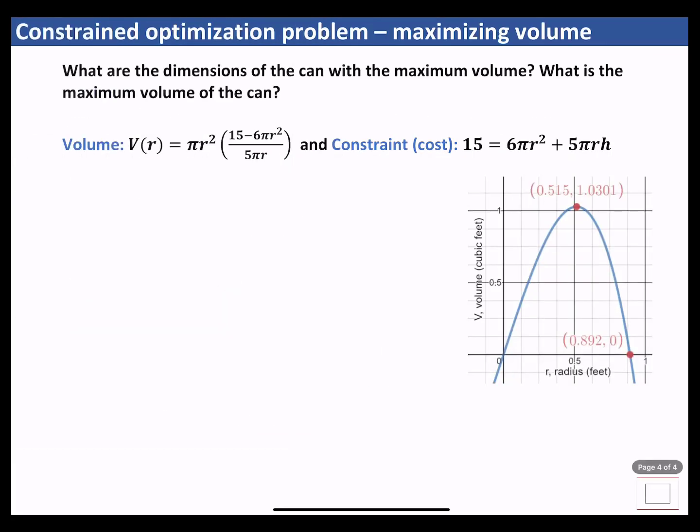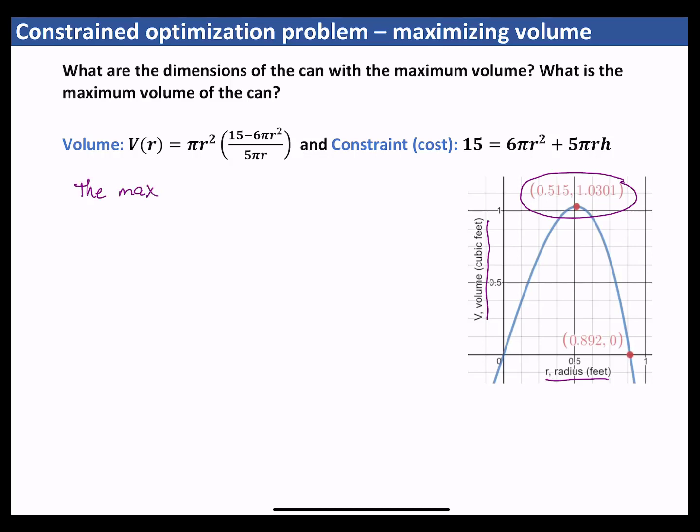The other thing we can do with these constraint problems is figure out how to maximize the volume, for example. In calculus, you'll have a much more thorough way of doing this, but here we can use the graph of the volume function to help. If we want to find the dimensions of the can with the maximum volume, we're going to look at this maximum point on the graph. We know the inputs are the radius and the output represents the volume. So we already know the answer to the second question: what is the maximum volume of the can?